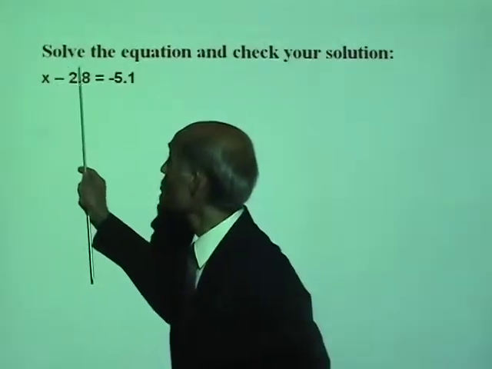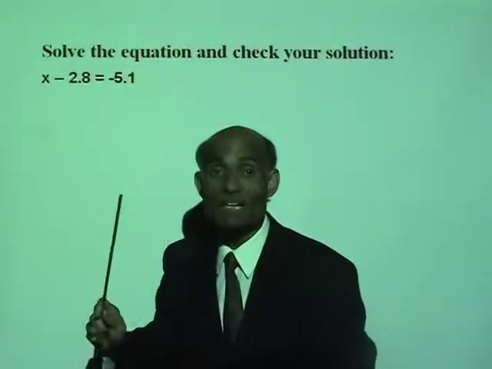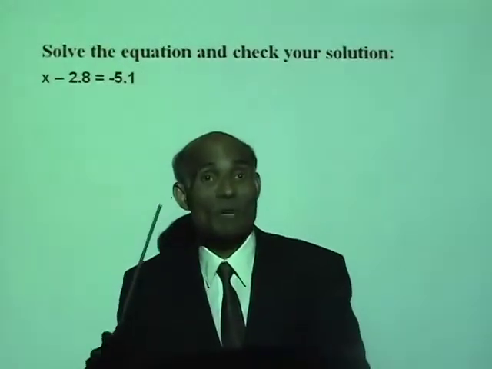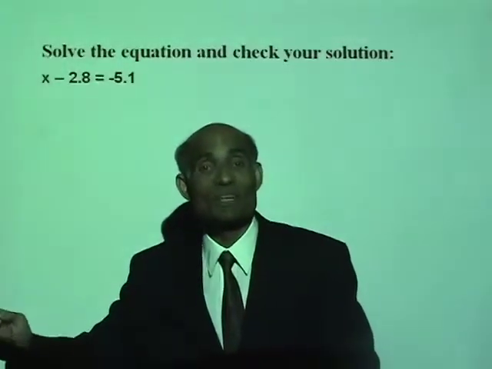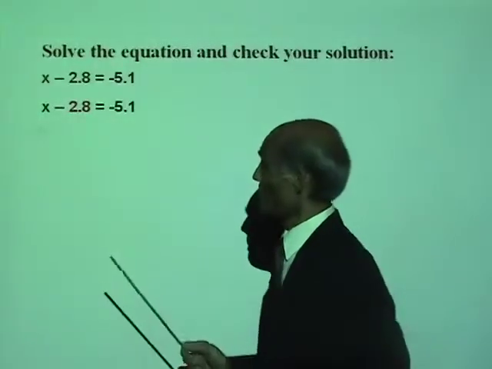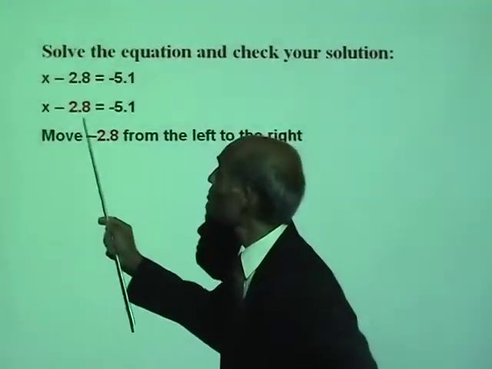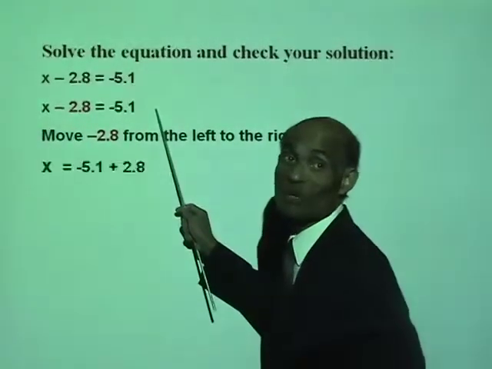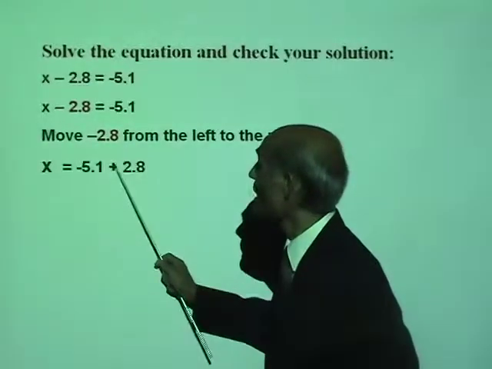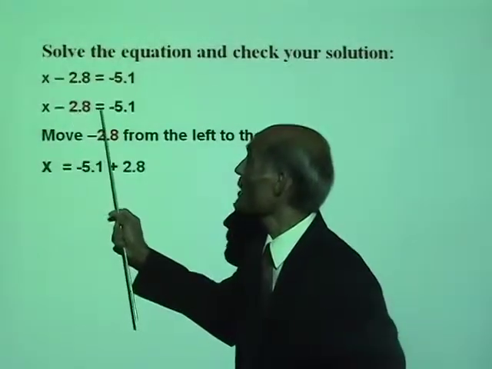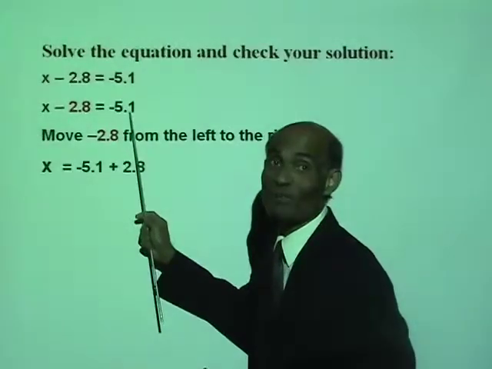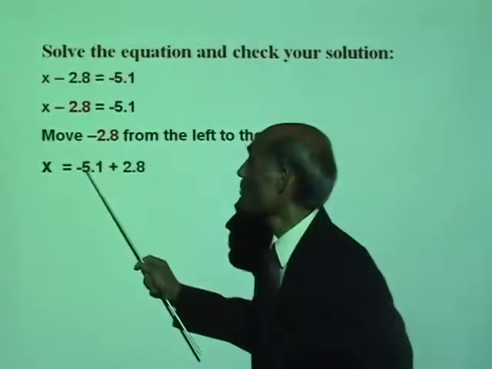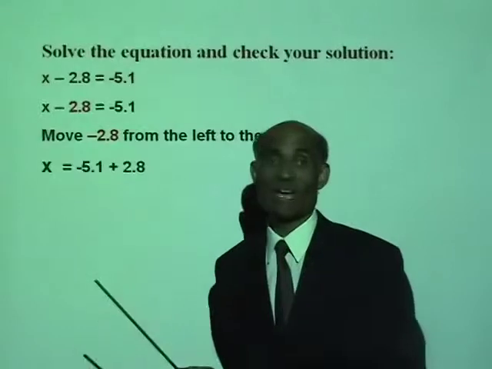You have negative 2.8 on the left side, which needs to move to the right side. What will happen to that? It will become positive 2.8 when it comes to the right side. Okay, move the negative 2.8 from the left side to the right side. It will become positive 2.8. So x minus 2.8 equal to negative 5.1 now becomes x equal to negative 5.1 plus 2.8.